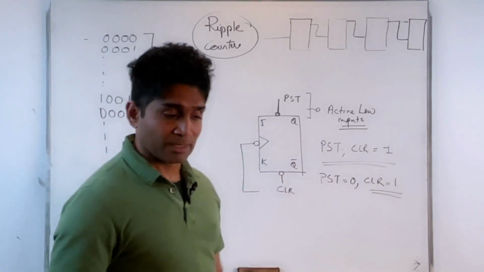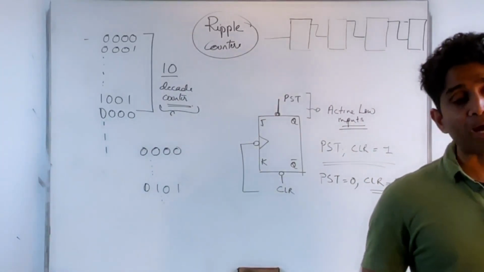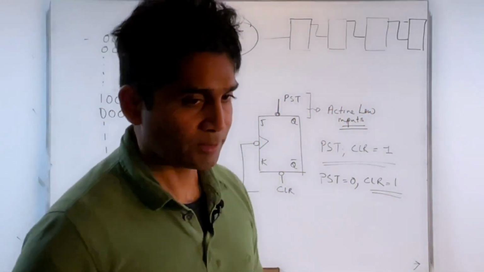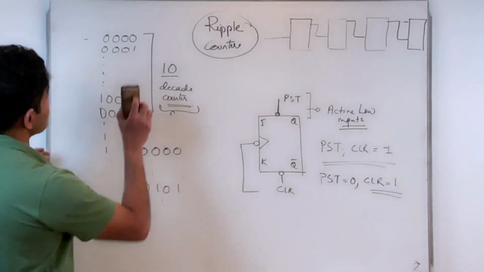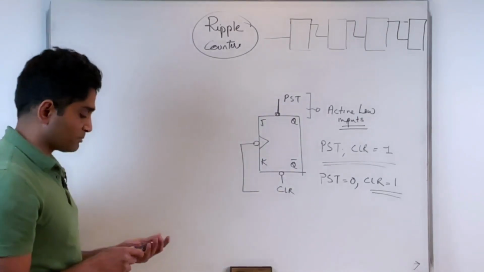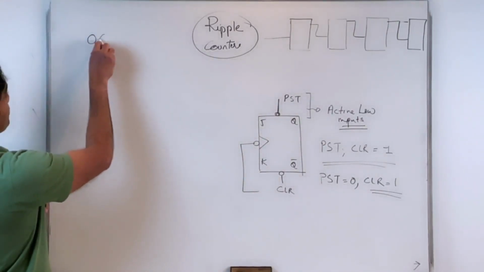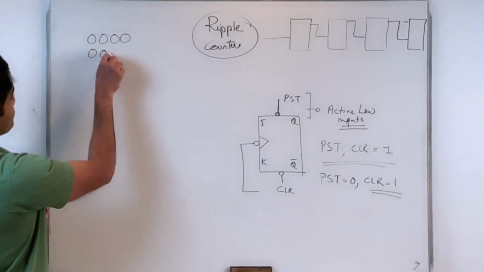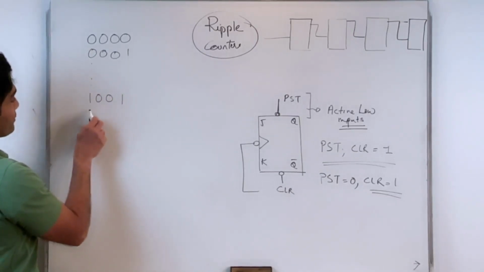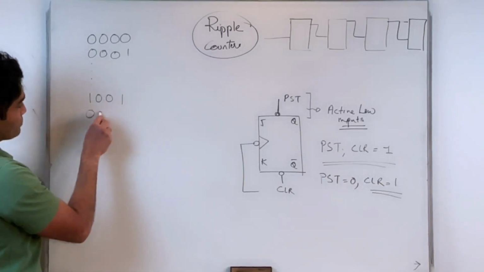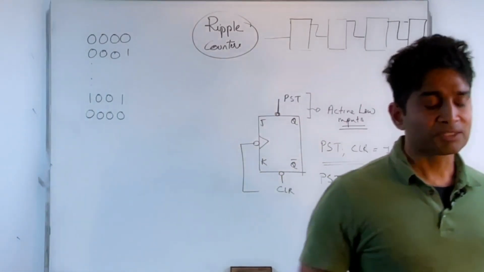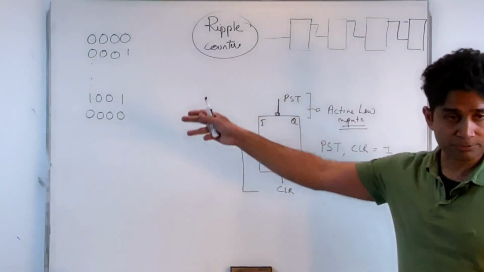I can use them to build a counter that can count any of these random counts. Let's see how we can do that. Let's look at the design of a decade counter. My flip-flops have to count from 0000, 0001, and so on, up to 1001, and then on the 10th clock pulse, it should reset to 0000, and then start counting up again. This is what I want to realize, a counter that can count in this fashion.